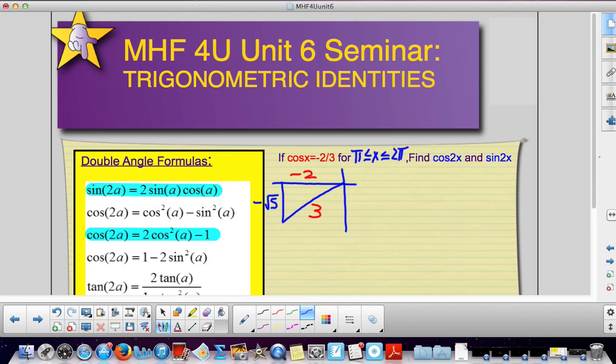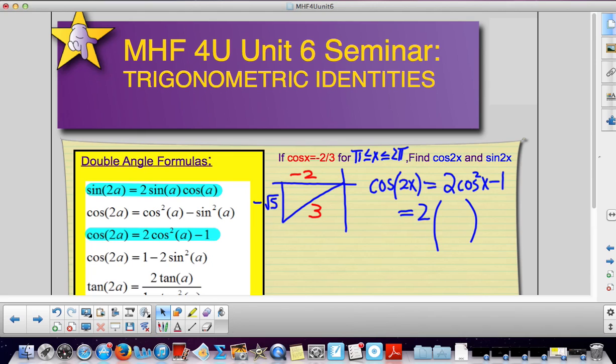So, simple to start off with the cos 2x formula. That's just going to be equal to 2 cos squared x minus 1, which is going to be equal to 2. Remember, I told you last time, cos squared x and 2 cos x are different things. Cos squared x means my cos value, which is negative 2 over 3 squared. 2 cos squared x means 2 times whatever the cos squared x value is. So please don't make that mistake on the test.